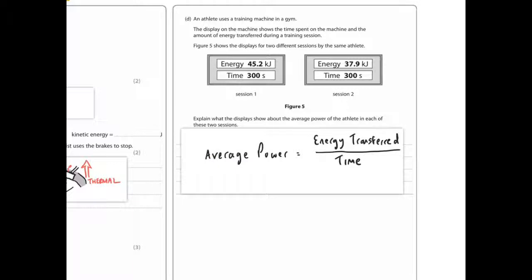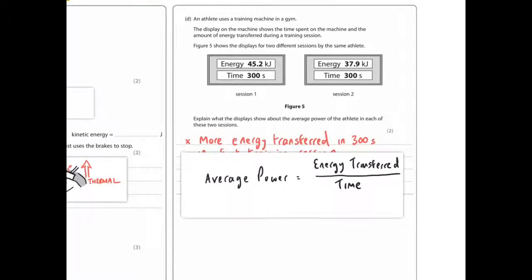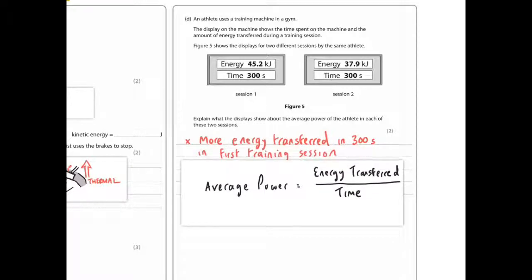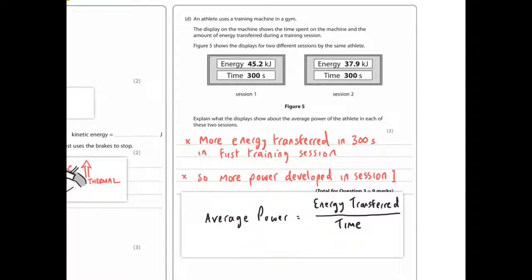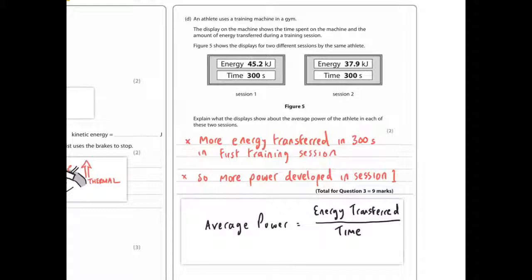So average power is energy transferred over time. This one shows a greater average power because you're transferring more energy in the same amount of time. So more energy transferred in 300 seconds in the first training session, so more power developed in session 1. Notice how they use power correctly in terms of grammar, which is quite tricky sometimes. So look how they've expressed it: more power is developed in session 1.